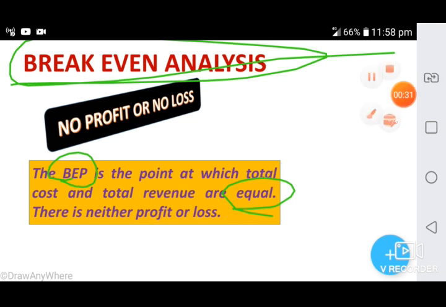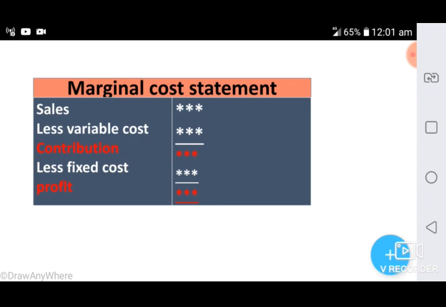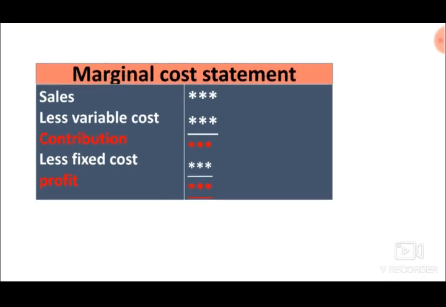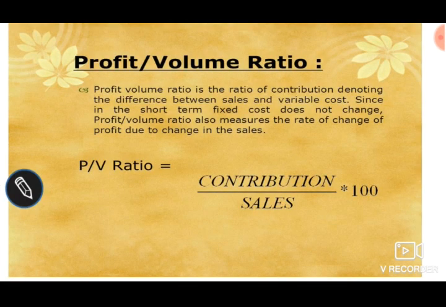This is a simple statement of marginal cost. Sales less variable cost is contribution, less fixed cost is profit. How to calculate contribution? Sales minus variable cost is contribution. Then contribution minus fixed cost is equal to profit. Then another equation is PV ratio. PV ratio equals contribution divided by sales into 100. How to calculate contribution? Sales minus variable cost.